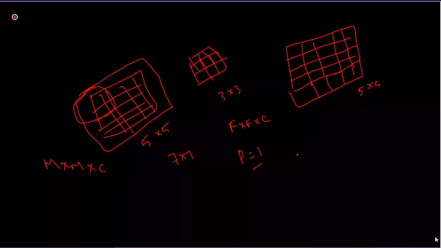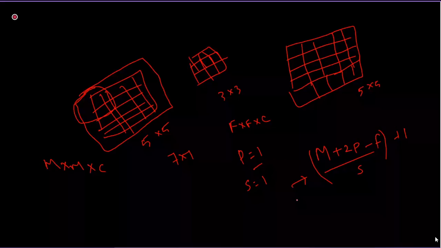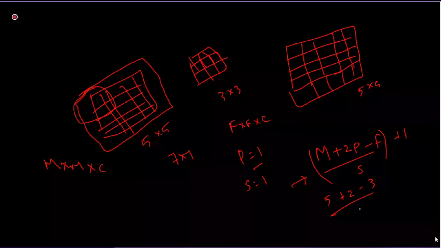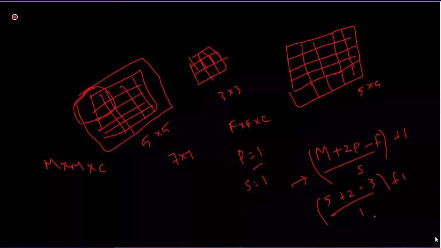The size of the output feature map will be (M plus 2P minus F) divided by S, plus 1. So this is the height and width of this feature map when we are applying padding. So here in this case, (5 plus 2 minus 3) divided by 1 plus 1 will give you 4 plus 1, which is 5. So your output image will be of size 5x5.